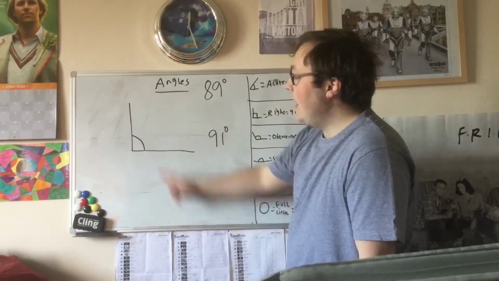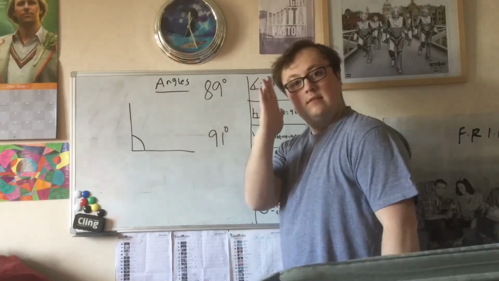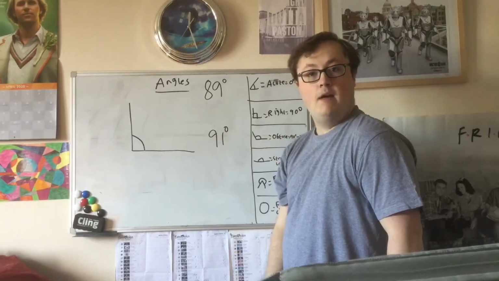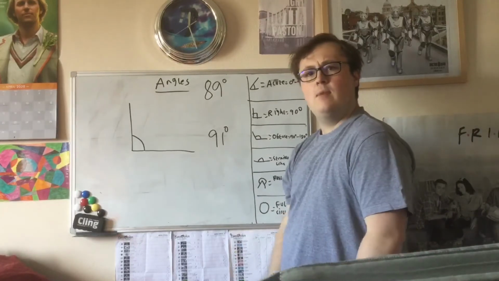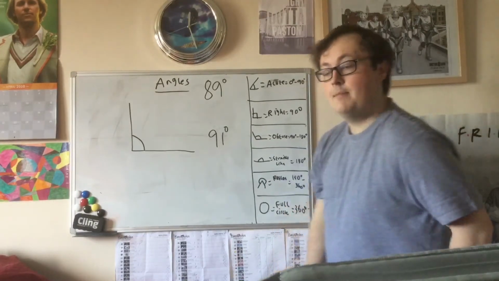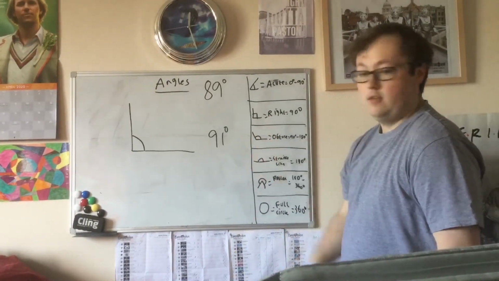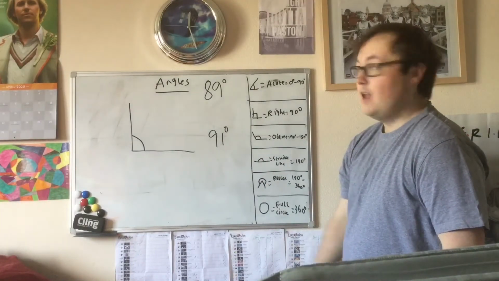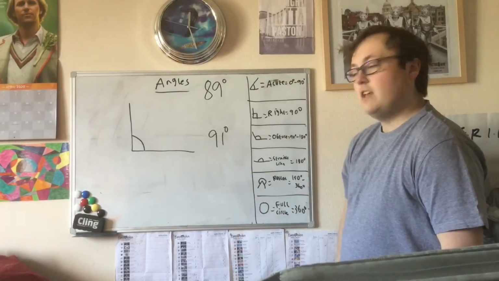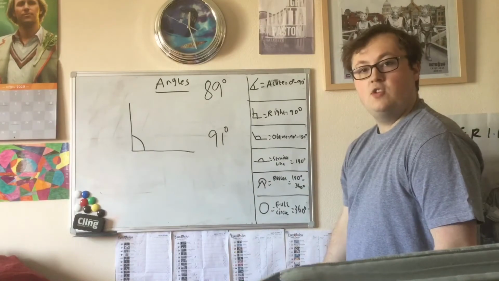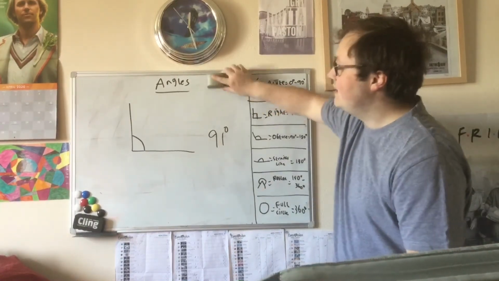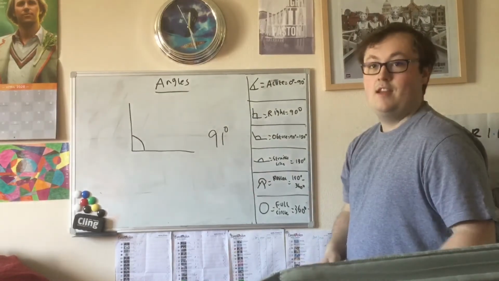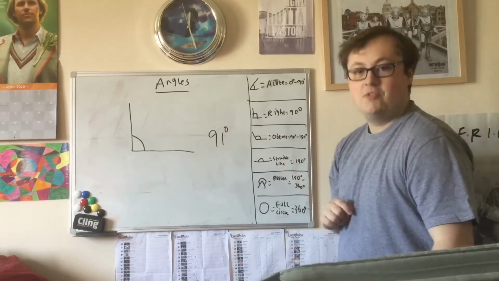When you look at it, you can see that this line is slightly above 90. It's slightly tilted that way. And what happens when it's tilted in that way? What type of angle does that become? It becomes obtuse. 89 degrees is an acute angle, 91 degrees is an obtuse angle. Which one does this belong to? It is 91 degrees. It is an obtuse angle.